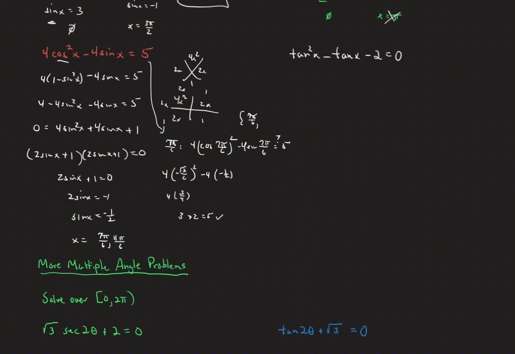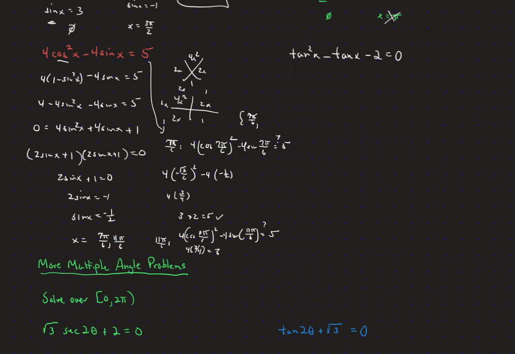I wonder what the chances are for 11 pi over 6. So we're going to go with 4 cosine of 11 pi over 6 squared minus 4 sine of 11 pi over 6. Is that possibly equal to 5? So again, 11 pi over 6 has a reference angle of pi over 6. That's going to get us a square root of 3 over 2. Squared is going to be 3/4. So that's going to be 4 times 3/4, which is going to be 3.